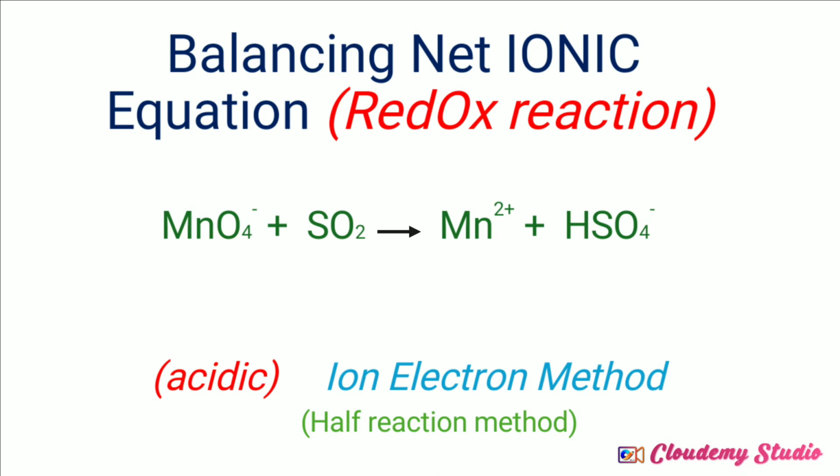Hello friends, let's balance one more net ionic equation. This equation is for the reaction between permanganate ion and sulfur dioxide to form manganese ion and hydrogen sulfate. This is a redox reaction. This redox reaction takes place in acidic medium. This equation we can balance by the ion-electron method.